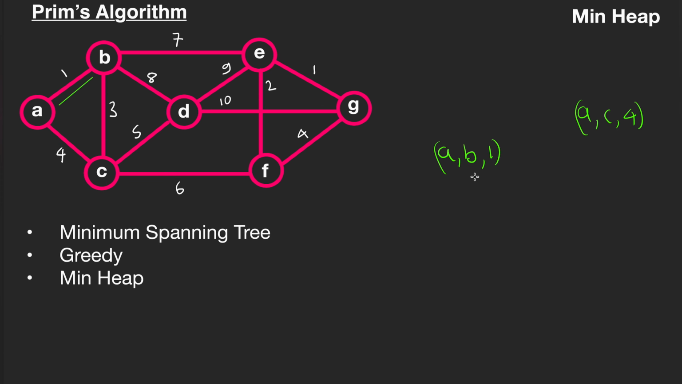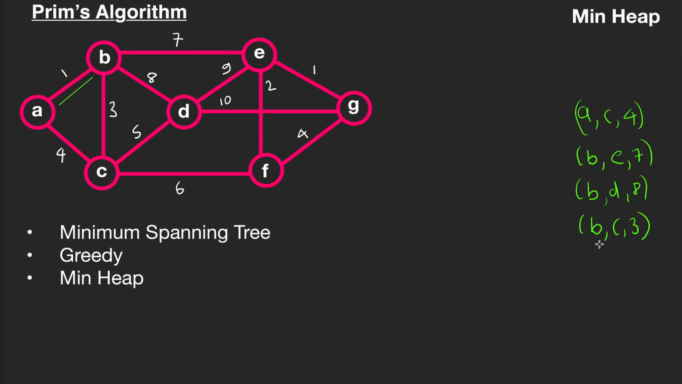Now we'll see what the edges from node B to other nodes that are not yet visited are, and we'll add them to our min heap. There's an edge going from node B to node E with weight 7. There's an edge going from node B to node D with weight 8. And there's an edge going from node B to node C with weight 3. Now the job of this element or edge is done, so we'll remove it.